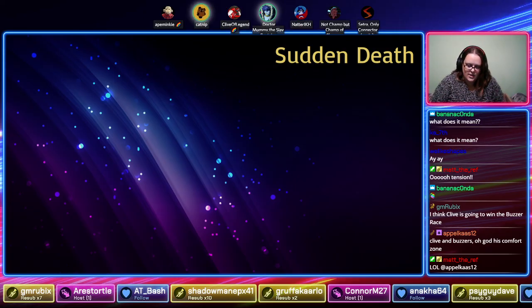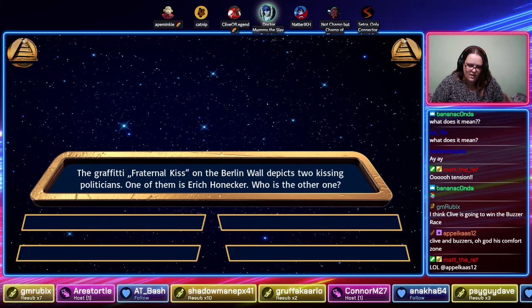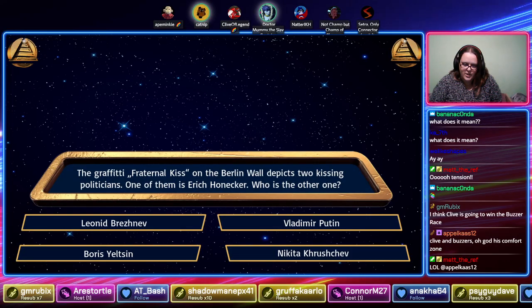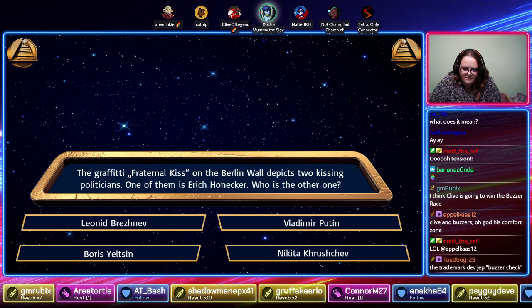And the question is this. The graffiti fraternal kiss on the Berlin Wall depicts two kissing politicians. One of them is Erich Honecker. Who is the other one? Leonid Brezhnev, Vladimir Putin, Boris Yeltsin, or Nikita Khrushchev? Time. Or buzz. That's Dr. Mummy. Brezhnev.